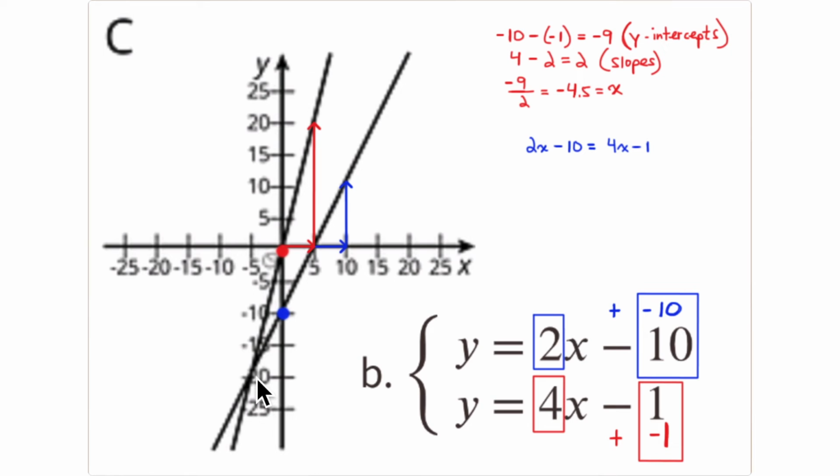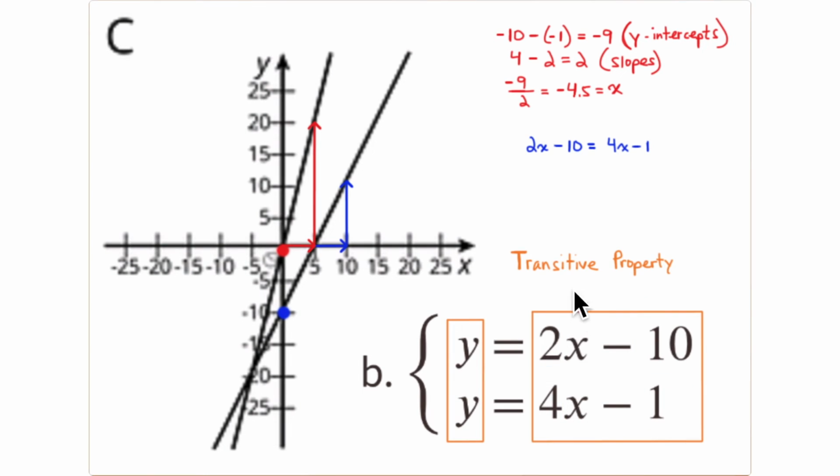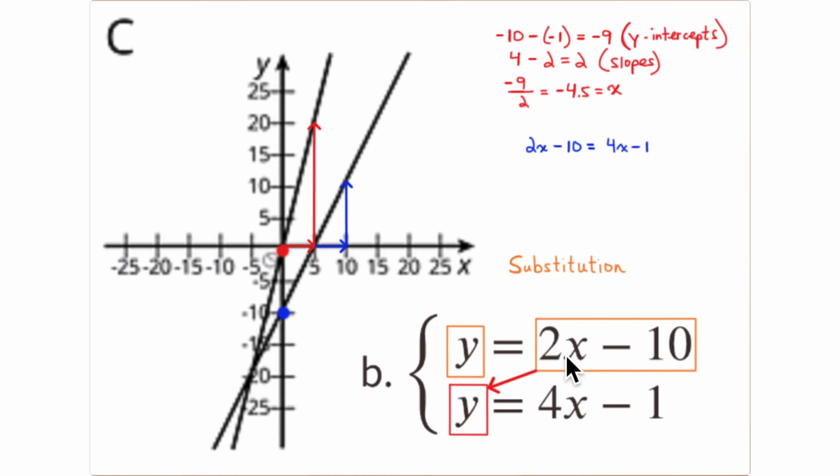But that means because the x-coordinates are the same at this point, the y-coordinates are also the same. So you can set these two expressions equal to each other using the transitive property. If the y-coordinates are the same, that means these two expressions are the same. The mathematical language is that you can substitute this y value with this expression. So you make that substitution and you can write this equation up here.